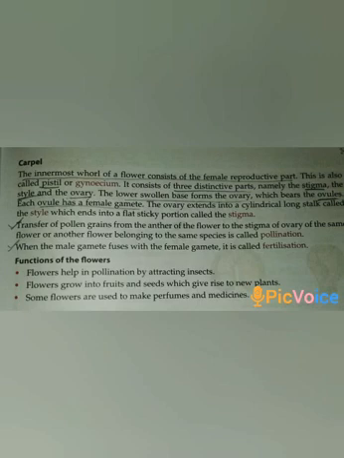Then comes the function of the flower. Flowers help in pollination by attracting insects. Flowers grow into fruits and seeds, which give rise to new plants. Some flowers are used to make perfumes and medicines.